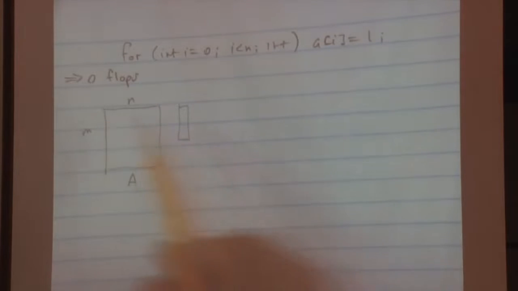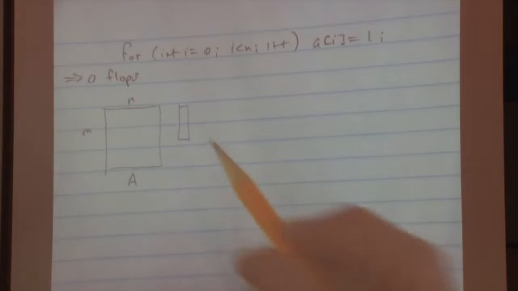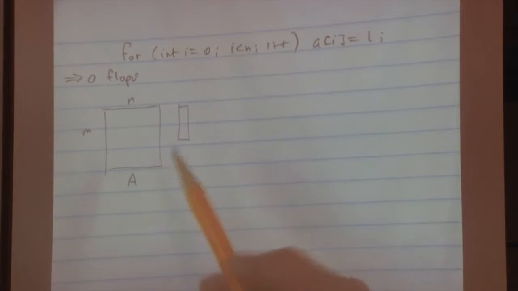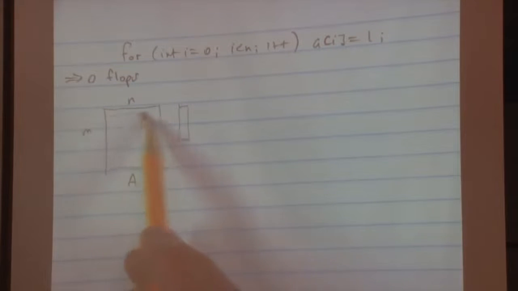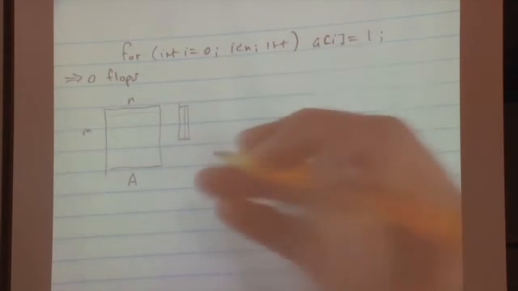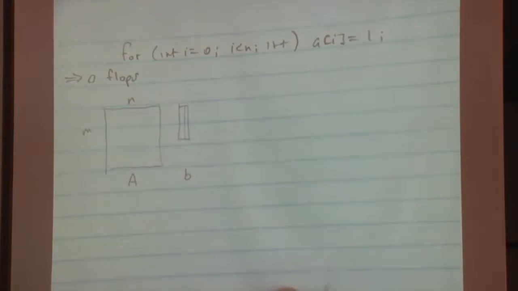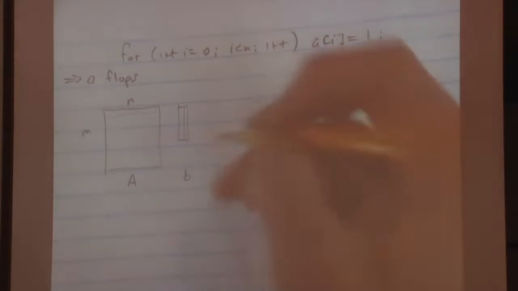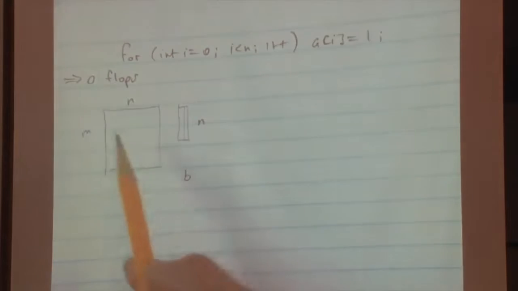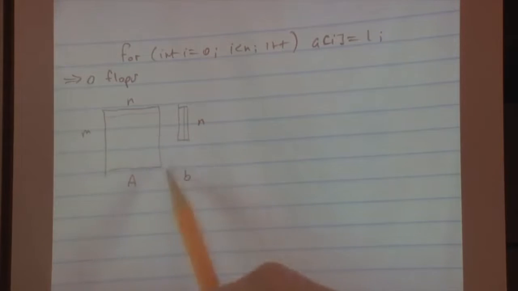Well, we know that a single inner product costs about 2 times the length of that inner product in flops. Right? So if I just take the inner product of one row of A with B, that costs 2n flops. To do the matrix multiplication, I actually need to do m of those, right? I need to take the inner product of every row of A with B, so it's 2mn flops.